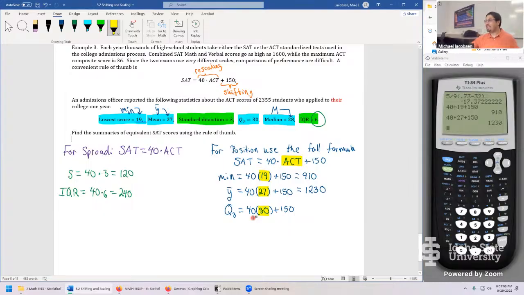And now what I was going to say is, in the calculator, we're just changing this value right here. The 27 is just going up to a 30. So a good speed up is click the up arrow on your calculator, enter, left to this position, and just overwrite the 30. And that could save you some decent time. So 1350 as a SAT score.